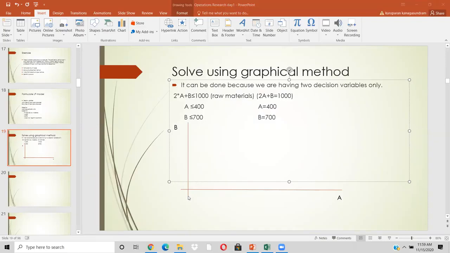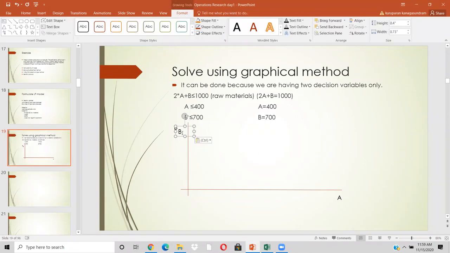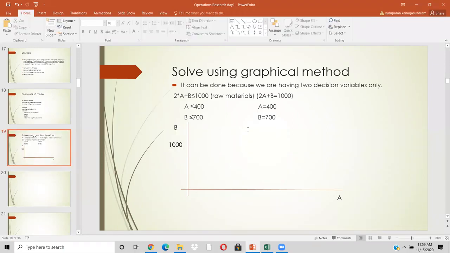Here, in this axis, which is the axis of b, the value for a should be 0. So by substituting 0, what will be the value for b? That will be 1000. There will be a cutting point like this here. Just mark it here, 1000.